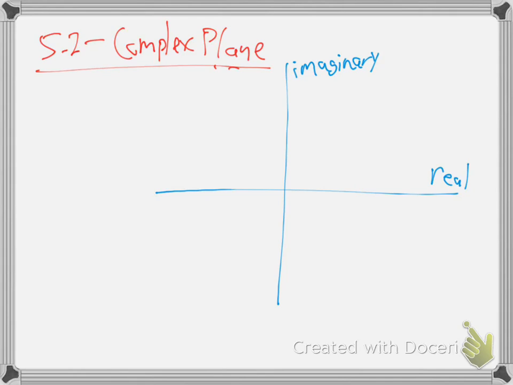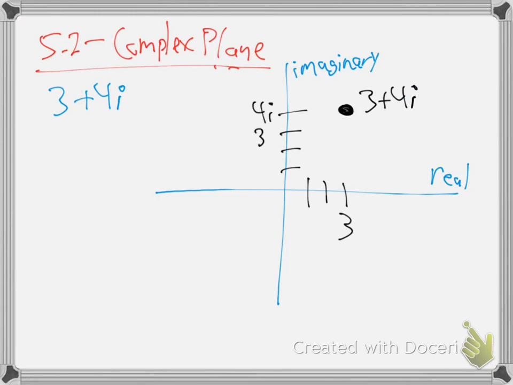So, for example, let's take 3 plus 4i and put it on the axis system. This making sense? 3 plus 4i. So where is 3 plus 4i? How do we put that on an axis system? 3 is x-axis, 4 is y-axis. So you just go right 3, up 4. There's the dot. 3 plus 4, and this is 4i: 1i, 2i, 3i, 4i, and 1, 2, 3. Is this making sense?